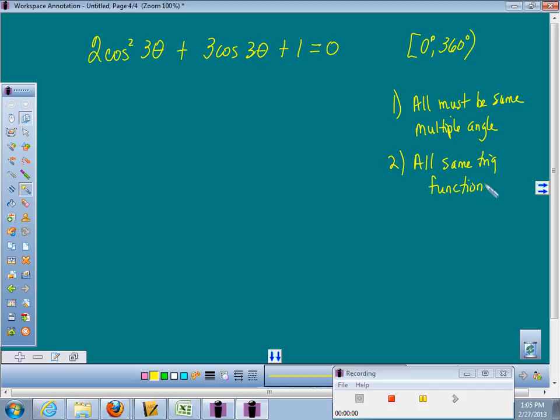Just ignore the 3 theta for a while. We'll deal with the 3 theta when we get down to the very end and get our answers as angles. But otherwise, you can just work it like a usual problem. But I need to stop this now, because I won't get into this problem.